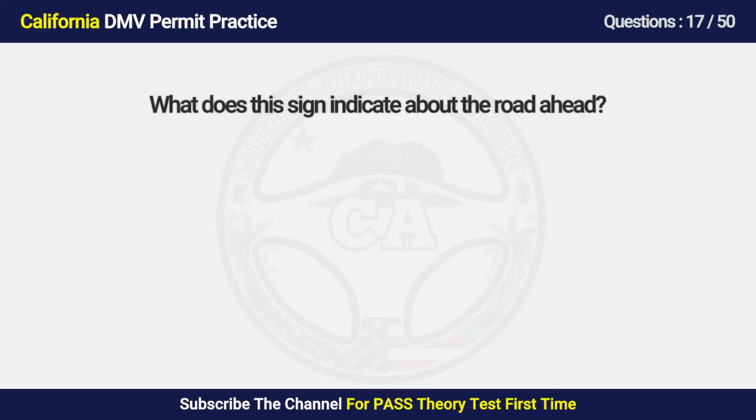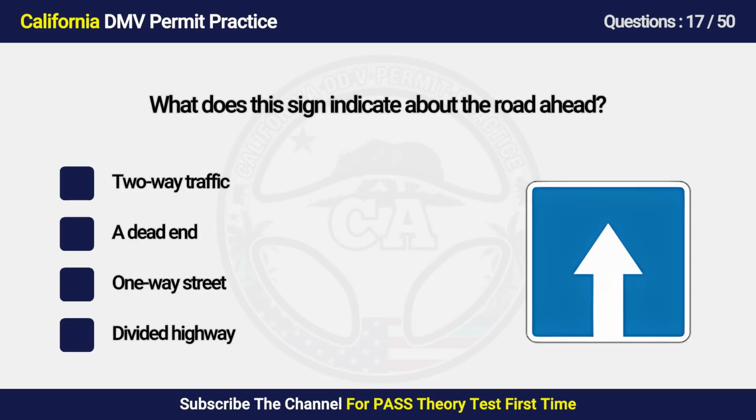Question 17. What does this sign indicate about the road ahead? A. Two-way traffic. B. A dead end. C. One-way street. D. Divided highway.